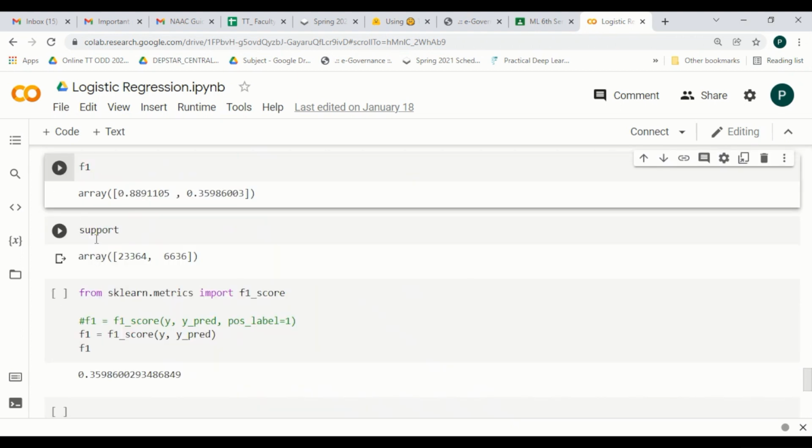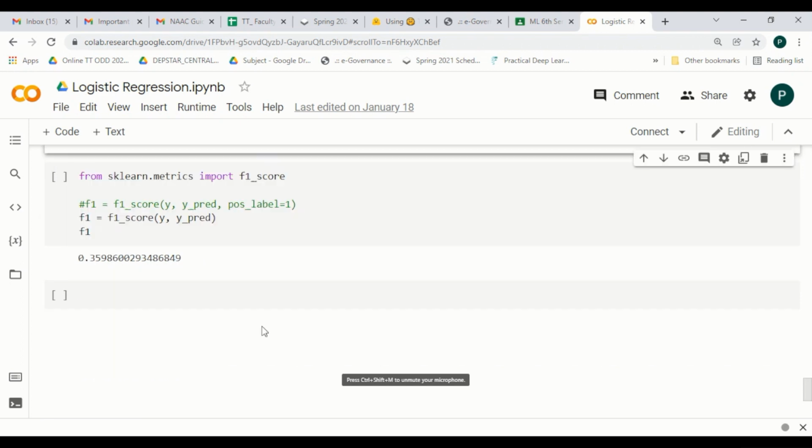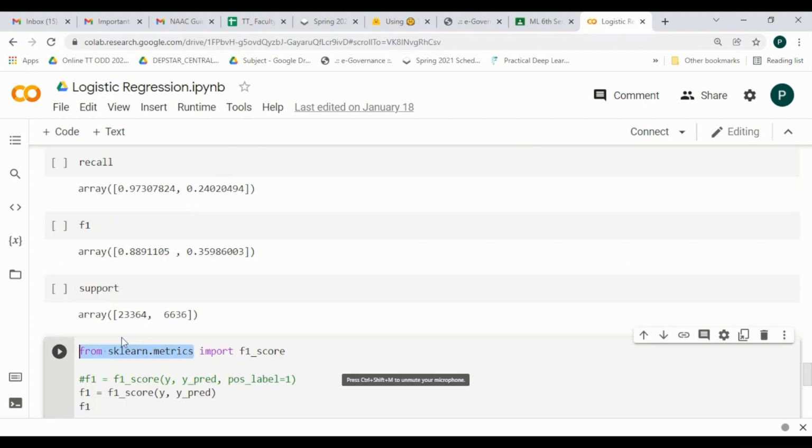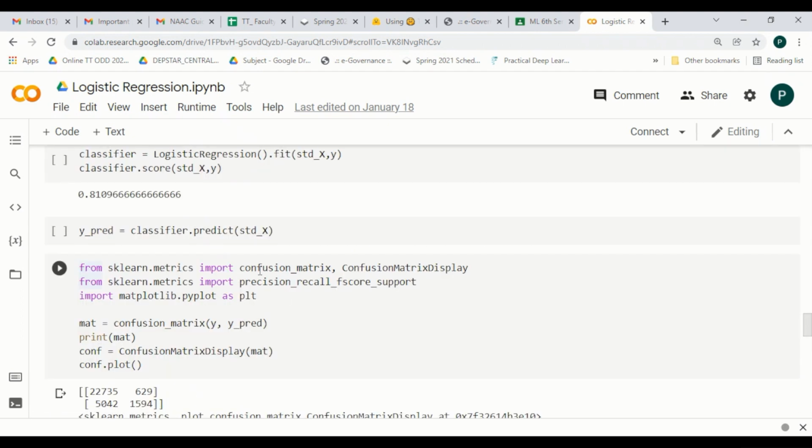Fine. And what does this support mean? Support means ke iske liye correct predictions kya hai. Theek hai, this score is supported by these many correct predictions. Okay, so that is our support. तो sklearn.metrics मॉड्यूल है, उसमें सब कुछ अवेलेबल है. आपके पास f1 स्कोर है, कंफ्यूजन मैट्रिक्स है, उसका डिस्प्ले है, ठीक है, और precision recall f1 score का support भी है.